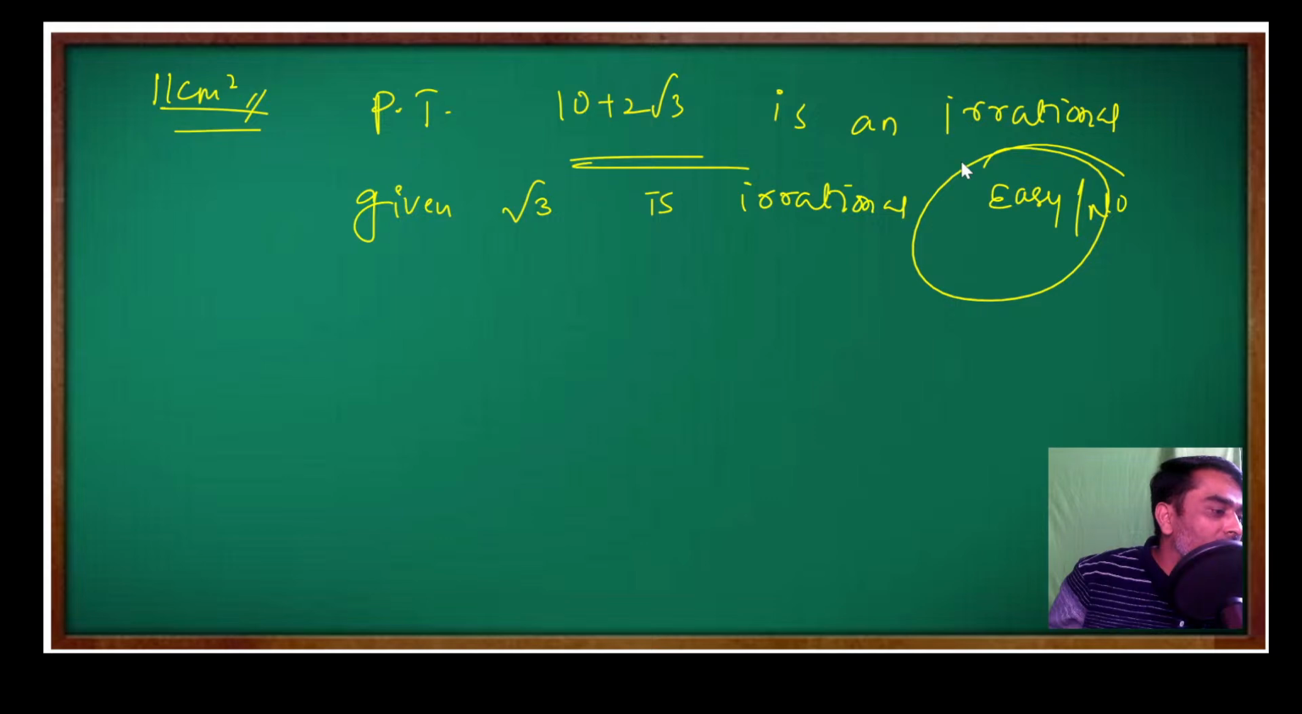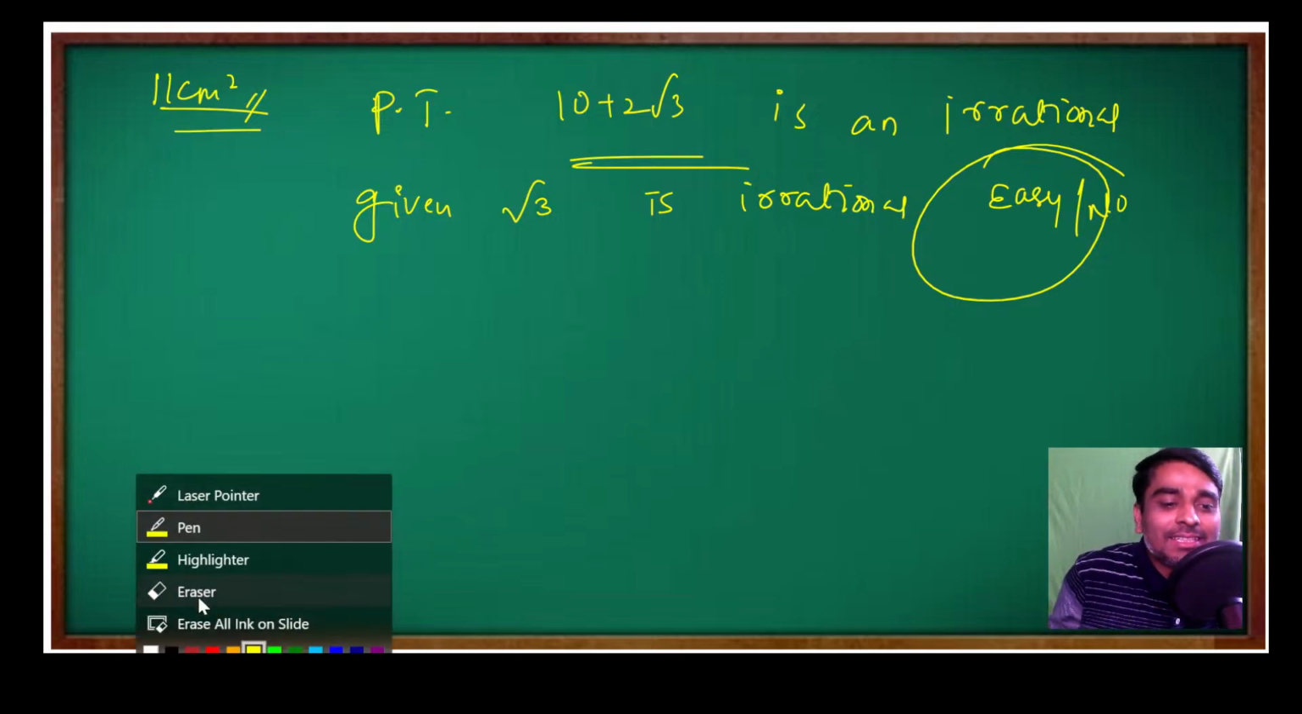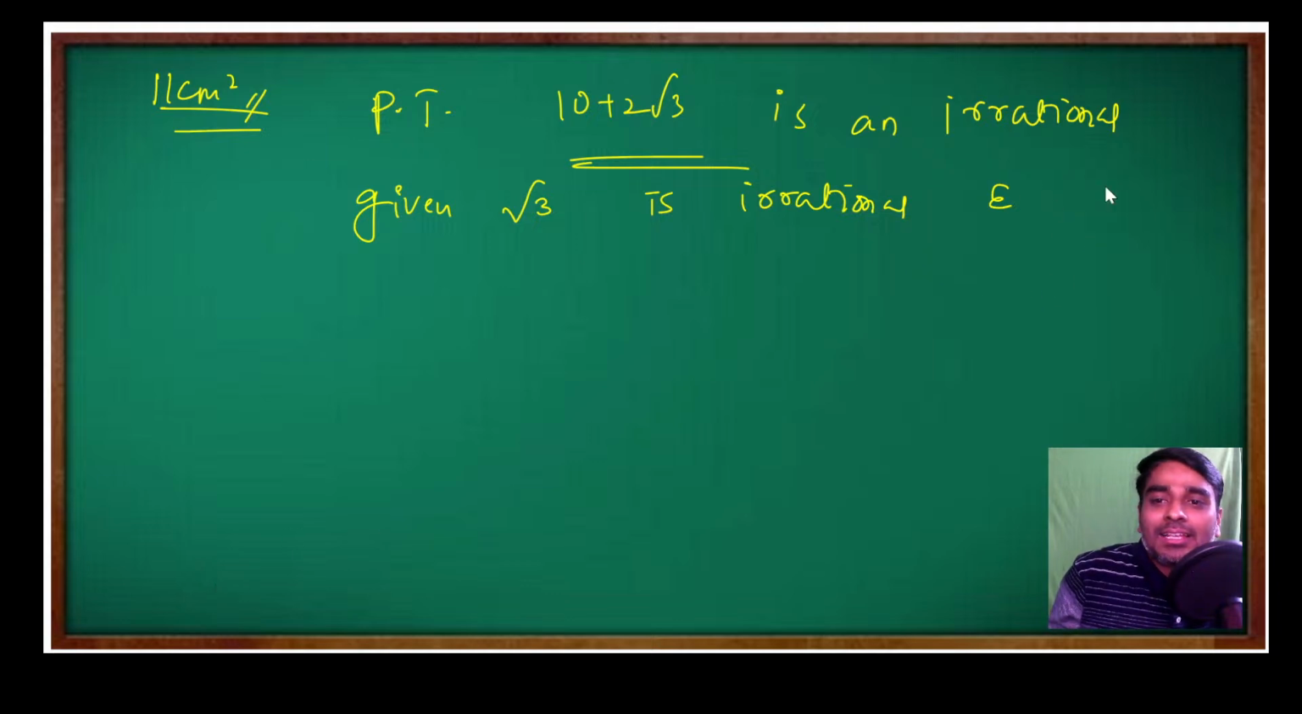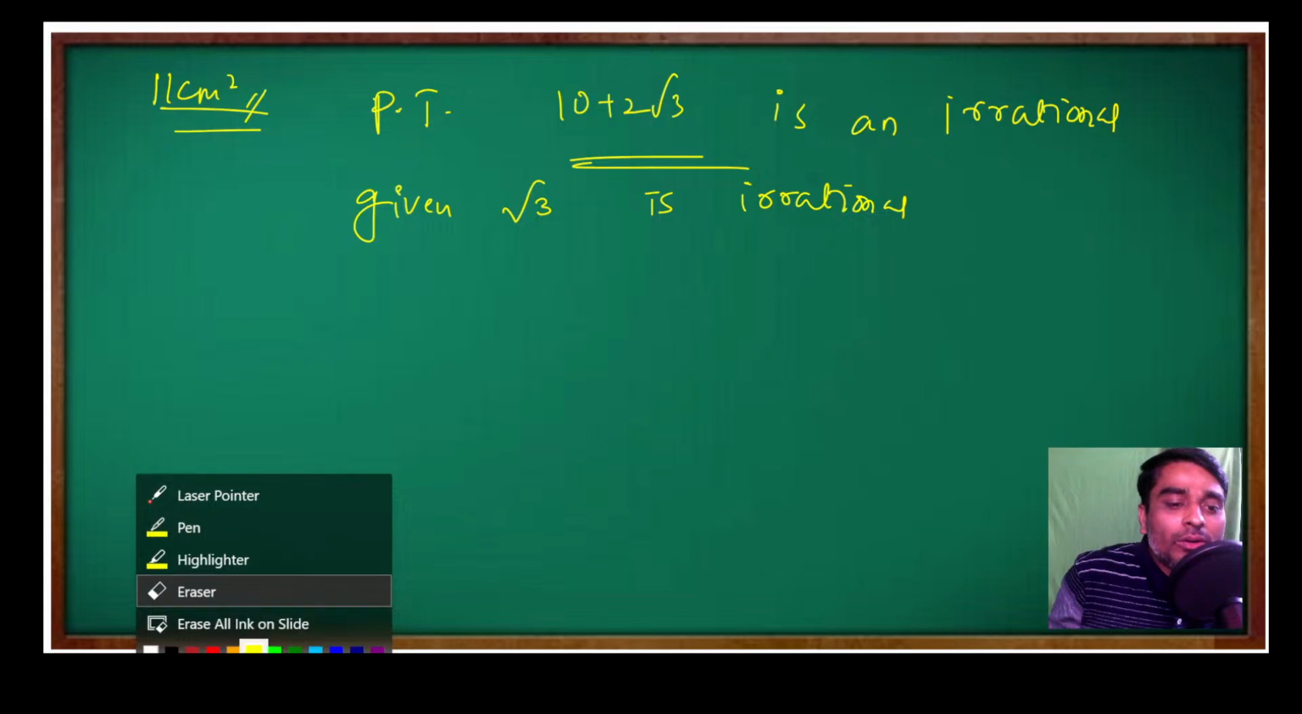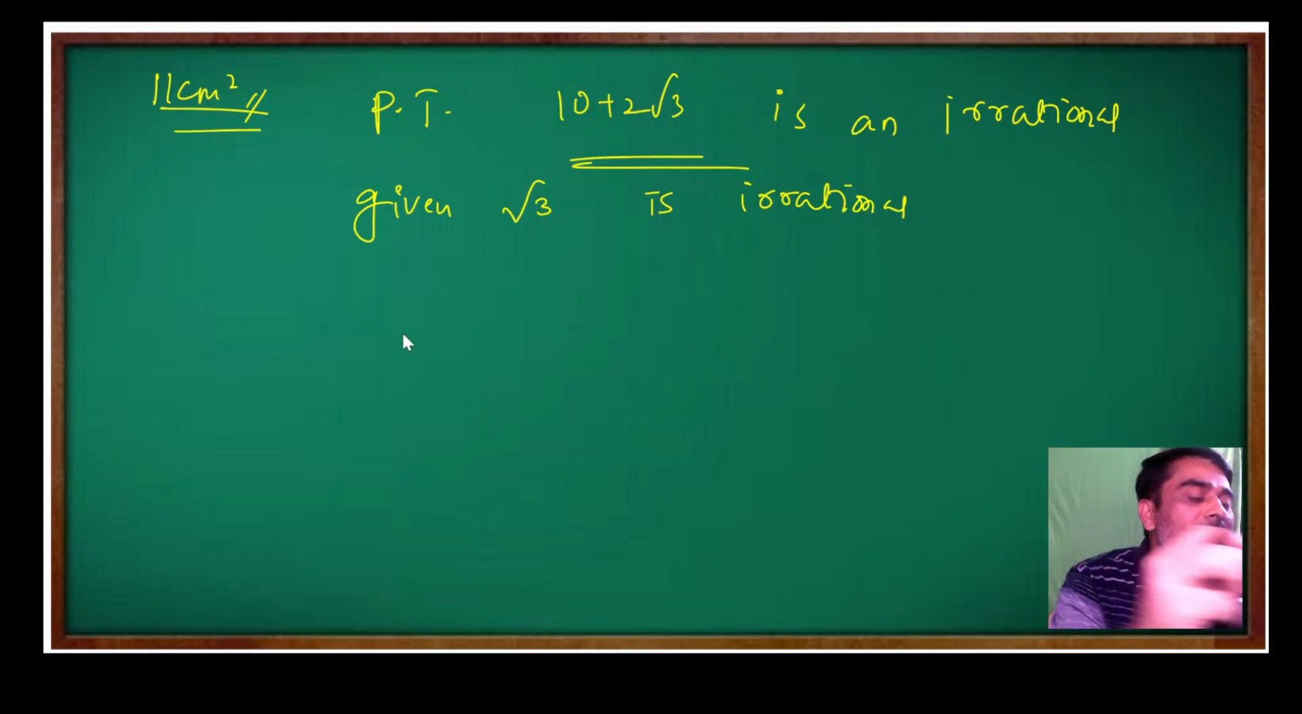Sir, I have a doubt in this, sir. Okay, let's do this. See, first of all, whatever number is given to you, consider that as a rational number first. Assumption, assuming it as a rational number. Always, first step, consider the given number as rational.